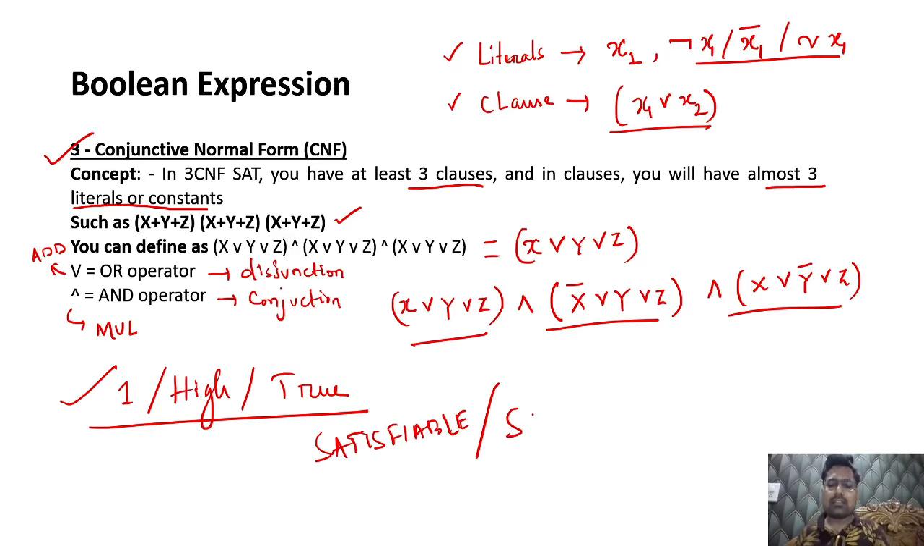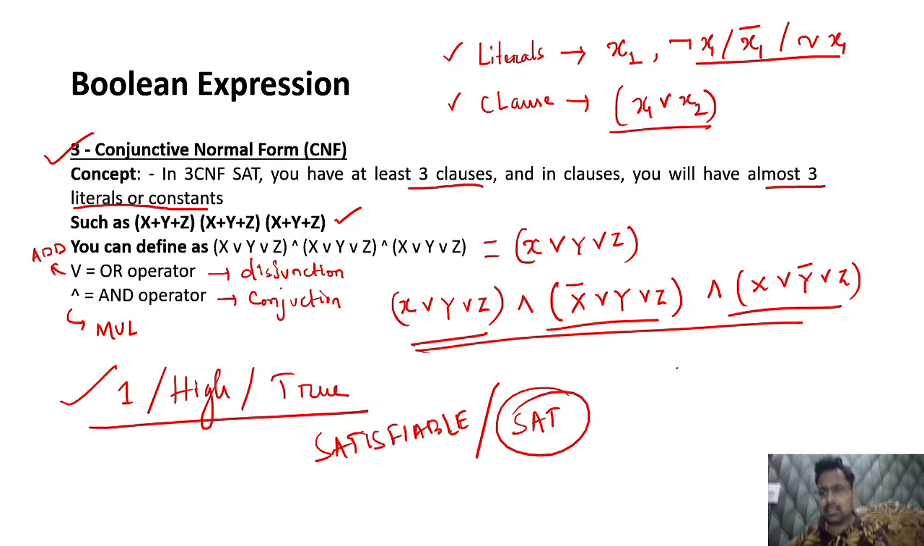Okay, or SAT. We are saying it is SAT if the result we are expecting should be 1 and we got 1. Then only we can say it is SAT, or satisfiable condition, it follows. Okay, so in this case we are saying it is 3 CNF for us.